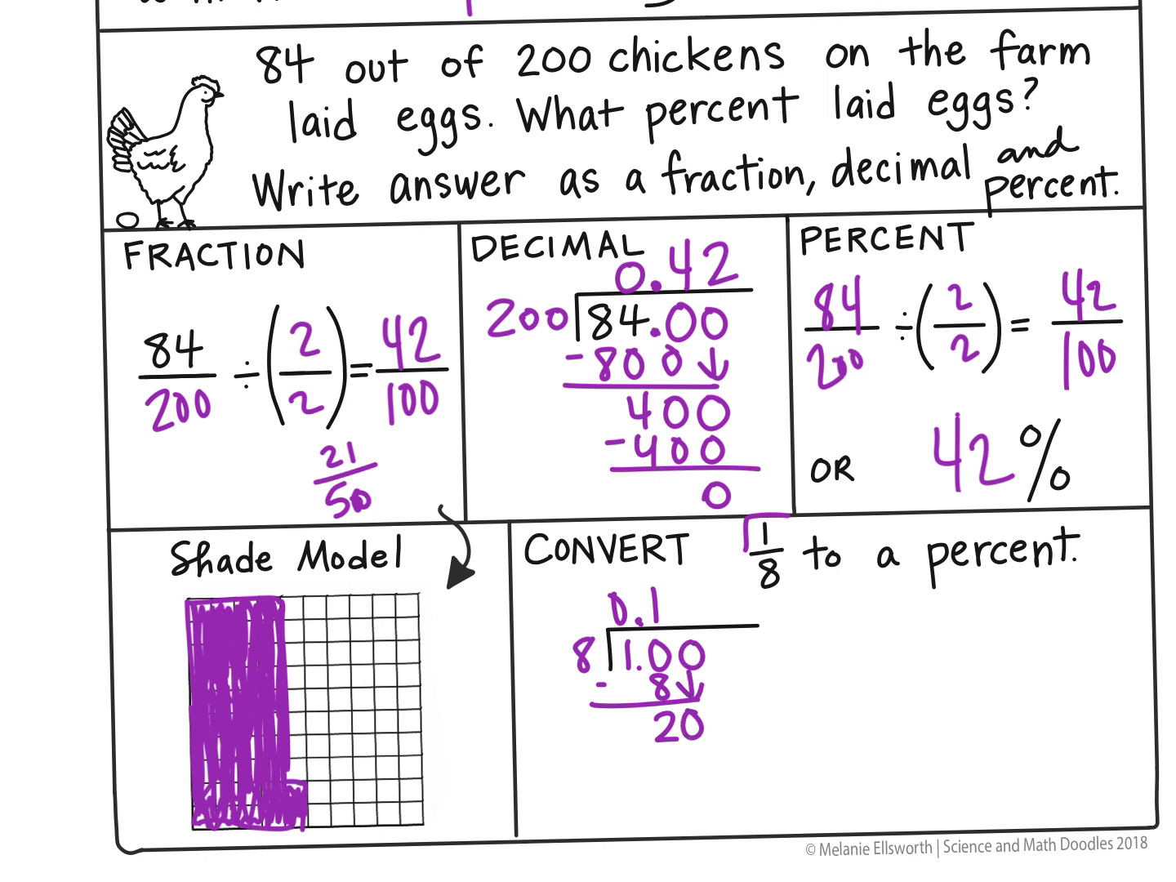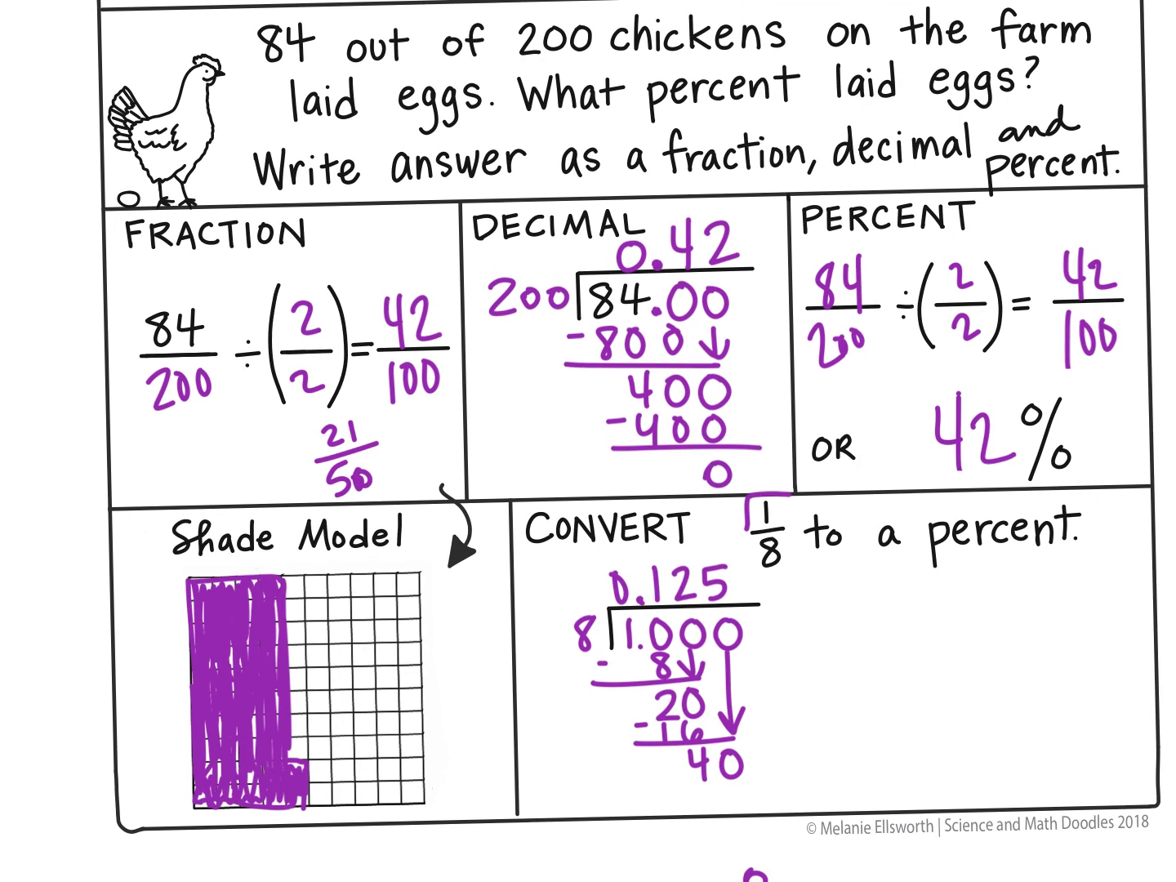8 goes into 20 2 times. 8 times 2 is 16. I have a remainder of 4 again. So I'll add another 0 and drop it down. And 8 goes into 40 5 times, which is exactly 40. You keep going down until you end up with 0. Sometimes you have repeating decimals. We'll see examples of that when we get more into dividing with decimals, but for now, we're going to keep it simple. We're done here.